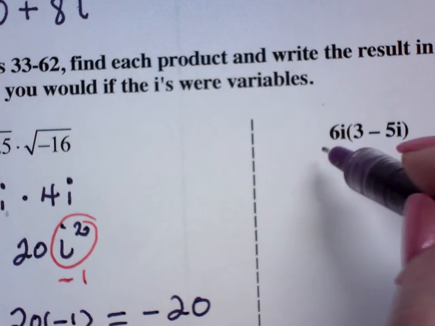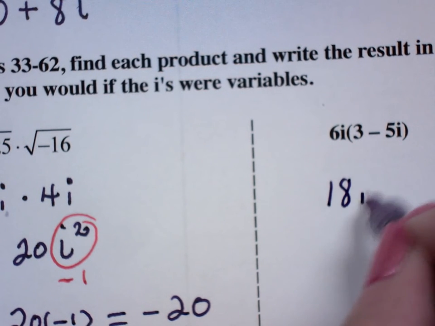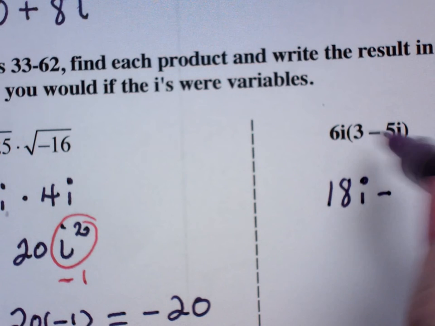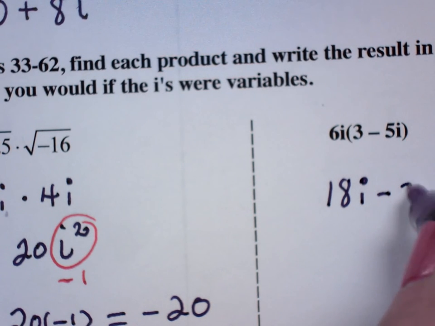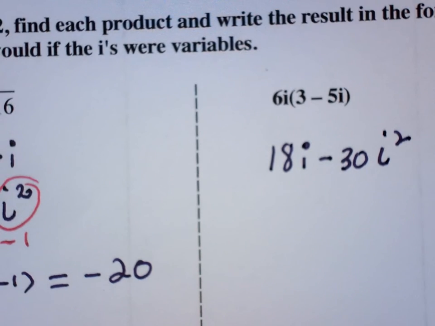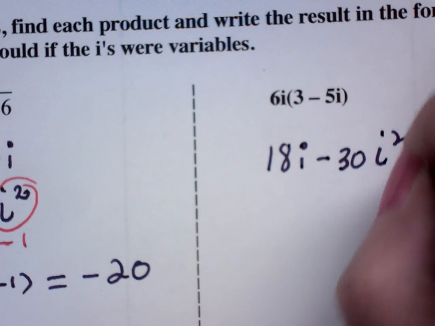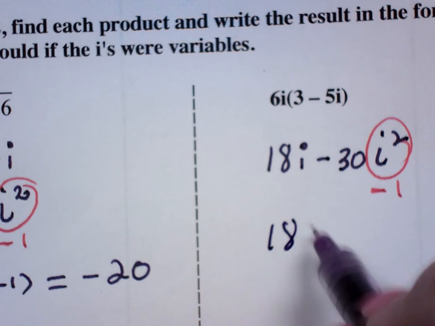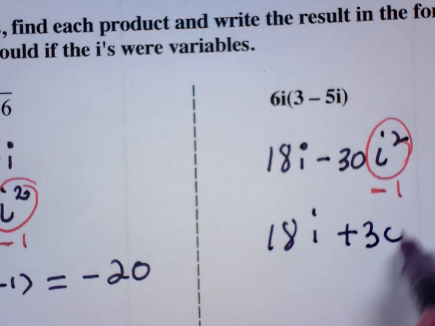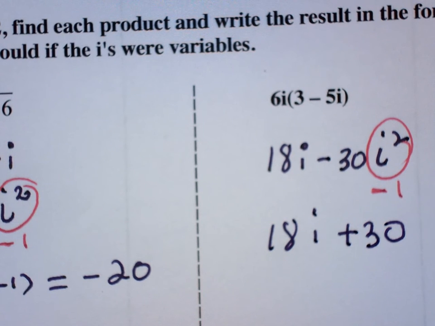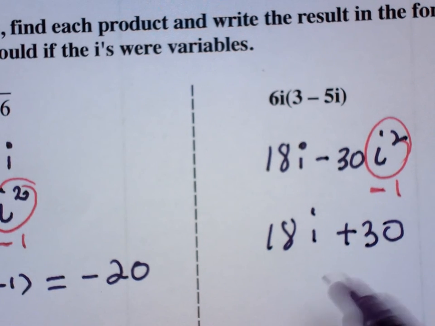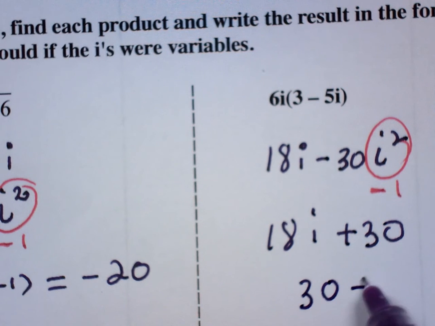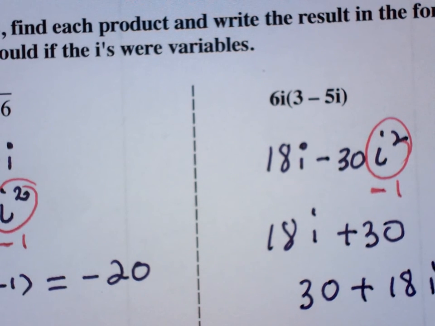This is just the distributive property. 6i times 3 is 18i, minus 6i times 5i is 30i squared. And we know that i squared is negative 1. So this is 18i plus 30. There's nothing wrong with that answer except it says put it in a plus bi form. That means the 30 goes first and the 18i comes next. I'd accept either one.